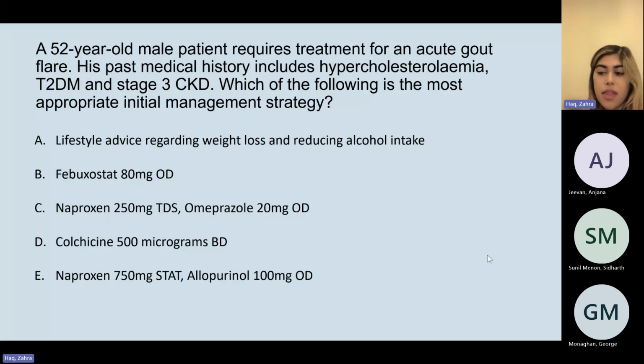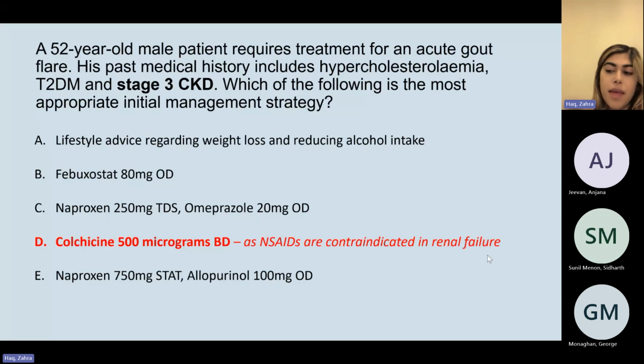So we're just going to be going through that. Okay, I'm just going to move straight to the answer actually. So the actual answer is colchicine.